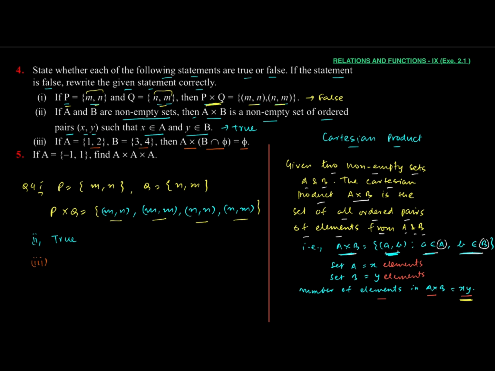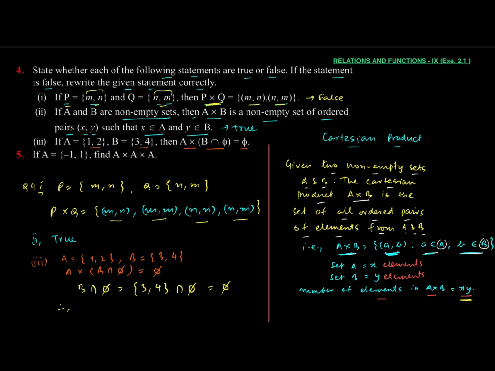Here we are given with set A having elements as 1, 2, and set B with elements as 3, 4. So we'll have to check whether A cross B intersection phi is equal to phi. First of all, let us determine what B intersection phi is. This means we'll have to check the intersection of elements of B, that is 3, 4, with phi. Here we'll be getting an empty set, that is phi, because there is no common element in these two sets.